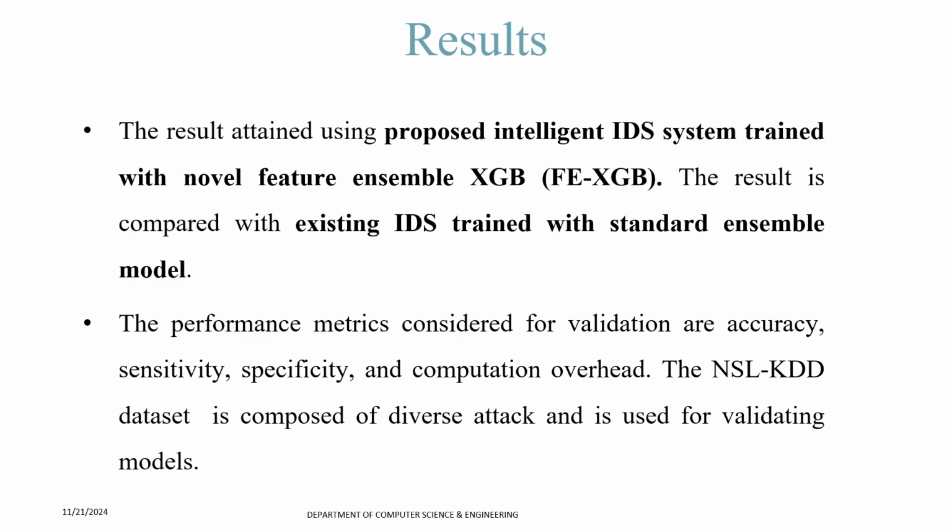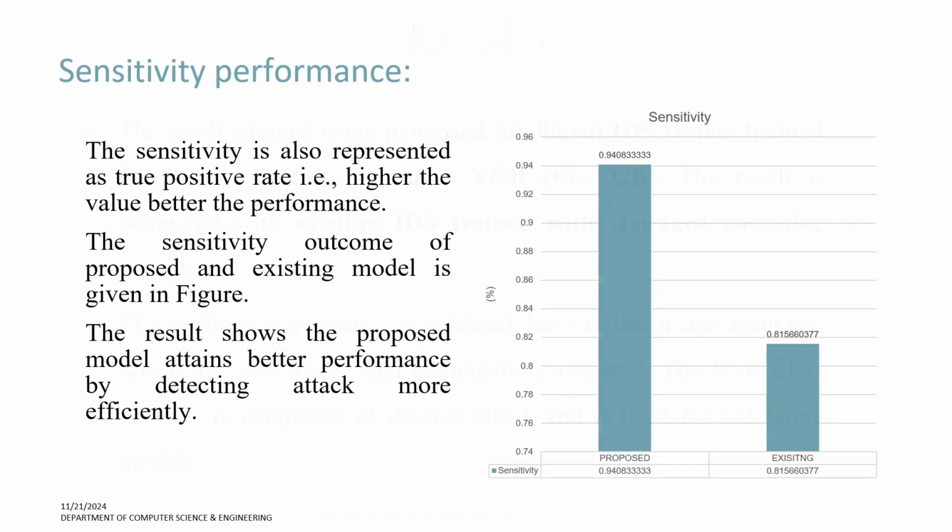The results are from the proposed intelligent IDS system trained with a novel feature called XGB. We compared it with the existing IDS method and with a standard ensemble model. The performance is as follows. First, sensitivity. Our proposed intelligent IDS has a sensitivity of 94.8%, while the existing IDS has 81.56%. Sensitivity is the true positive detection rate.